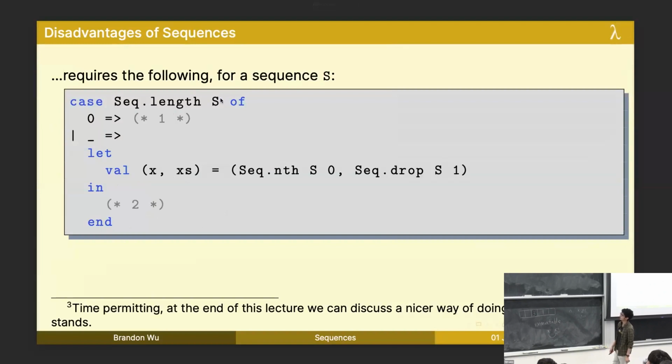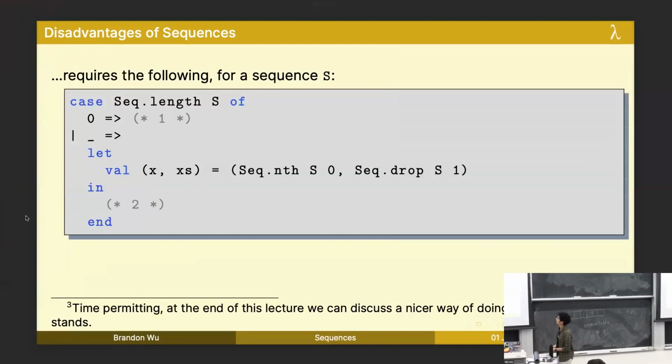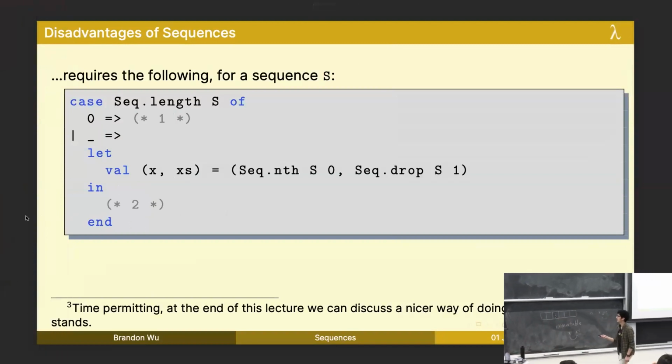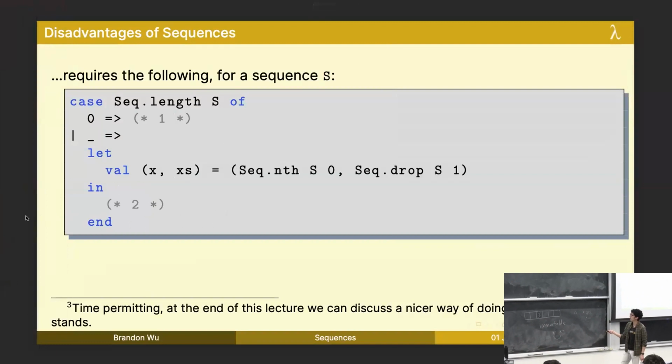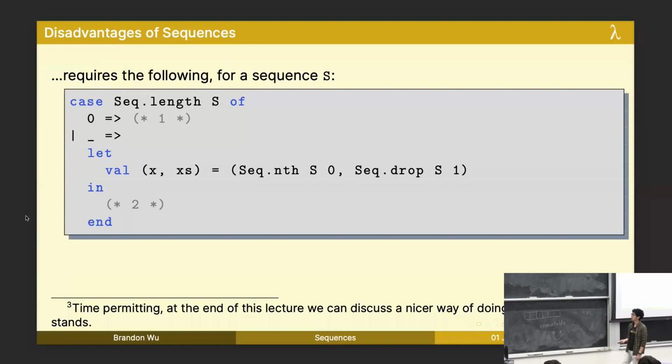This should look very familiar to you if you remember lecture 4. I case on the length of the sequence. If it's 0, I do the 1 thing, and otherwise I let x and x's be the nth at 0, and then I drop the first and I get the tail. No, this is exhaustive. There's only 1 and 2 here.